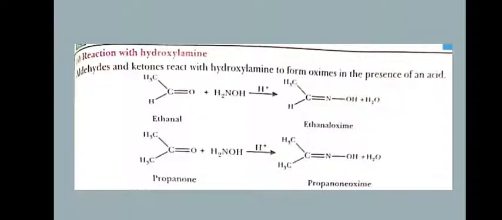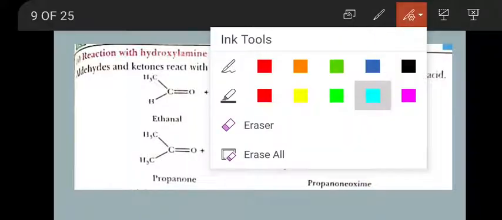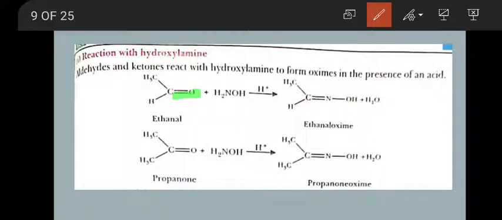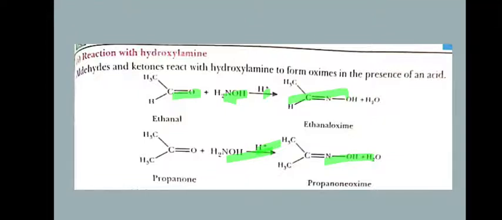2,4-dinitrophenylhydrazine is there. Reaction with hydroxylamine, oxime is formed. Here is ethanal or acetaldehyde, and hydroxylamine. As a result, ethanal oxime is formed. Acidic medium is there. Hydroxylamine in the case of propanone, more commonly you call it acetone. So propanone oxime is formed there.